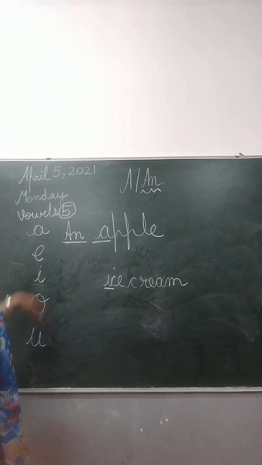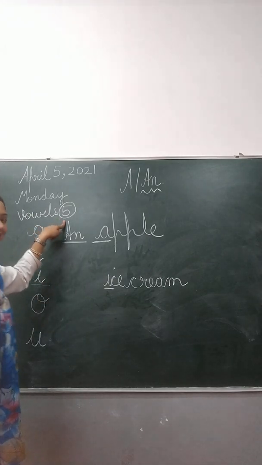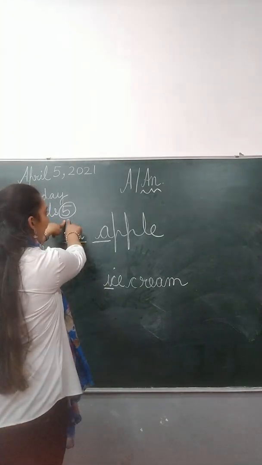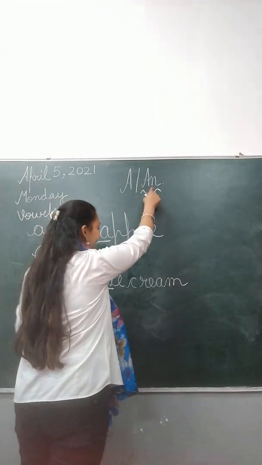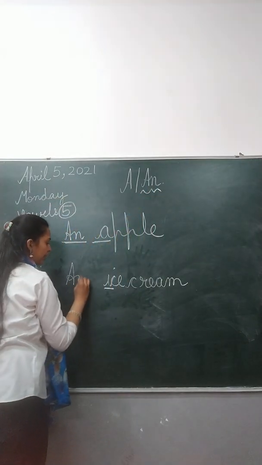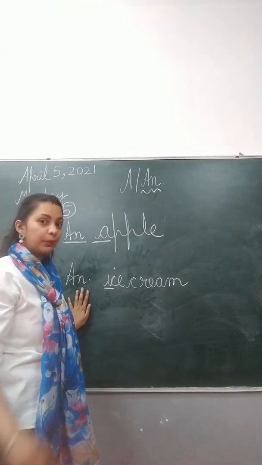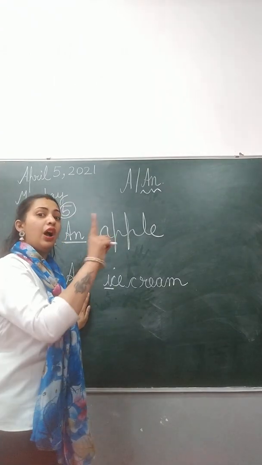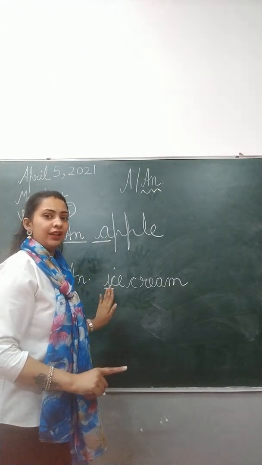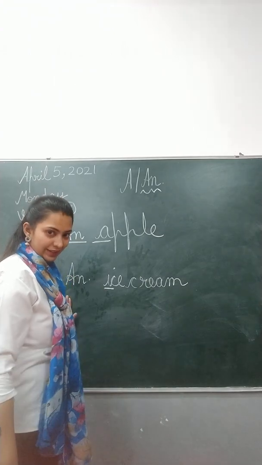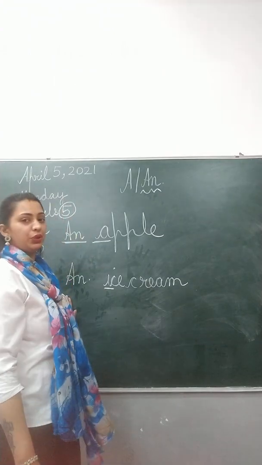How many vowels do we have? We have 5 vowels, right? So, with I, again I am going to use an. Why have I used an? Because I have already told you, always with a vowel, we have to use an. I hope this much is clear to you all.